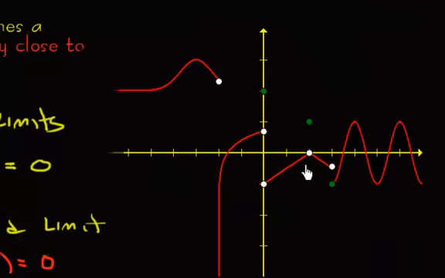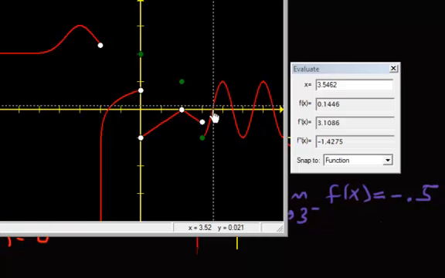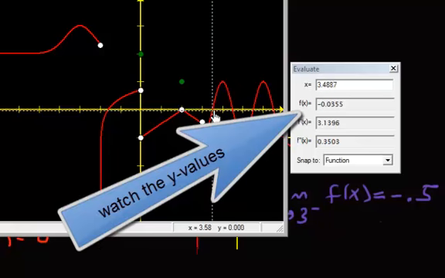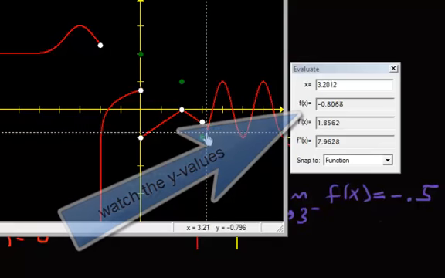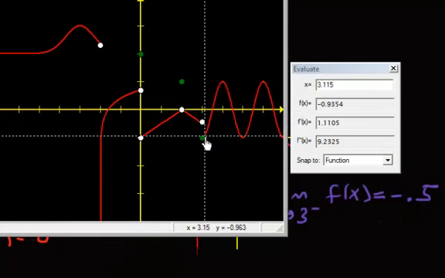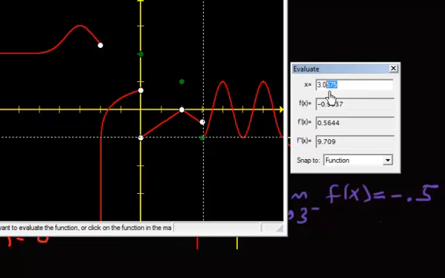Okay, so let's write that down. We have the limit as x approaches 3 from the left, and we just said that we expect it to be negative 0.5. Okay, so let's see what happens when x approaches 3 from the right-hand side. What are we expecting the y values to be? So we're moving along the graph. It looks like we're getting really close to that point right here. Alright, so if you're watching these y values, when we get really close to 3, how about 3.001? Alright, it tells us the y value is going to be negative 1.